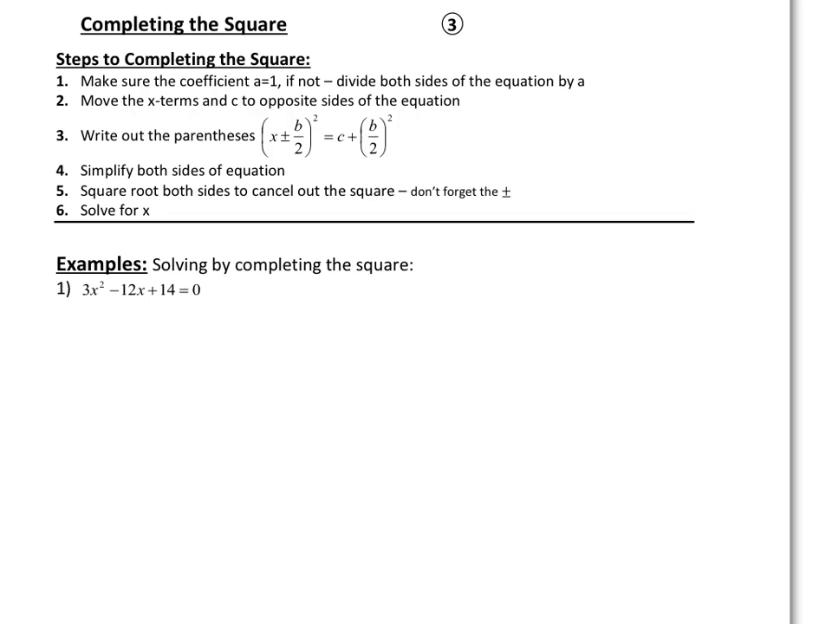Simplify both sides of the equation, and then square root both sides of the equation to cancel the square. Whenever you square root something, you have to add the plus and the minus, and then you want to solve for x. So the first thing I want to do is get rid of the 3 in front of the x squared, so divide out 3, so I get x squared minus 4x plus 14 over 3, doesn't reduce, so it has to be a fraction, equals 0.